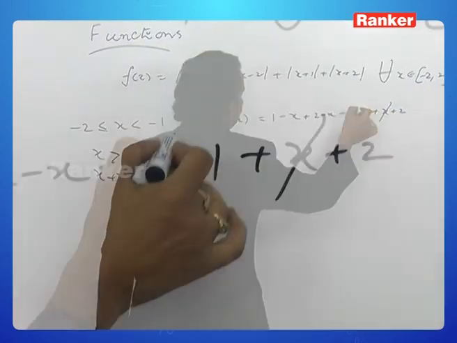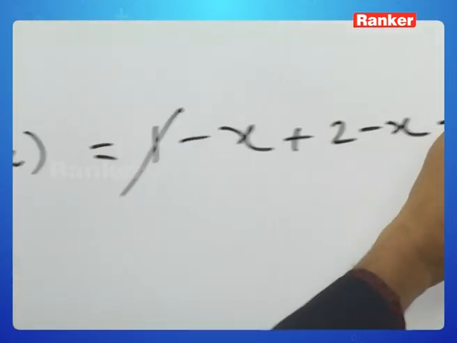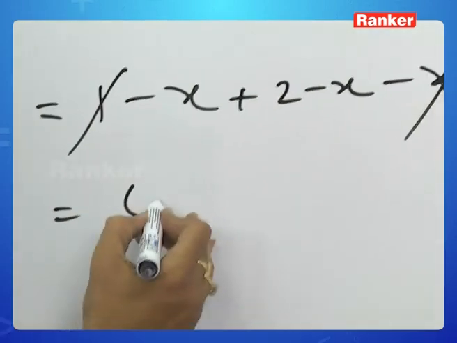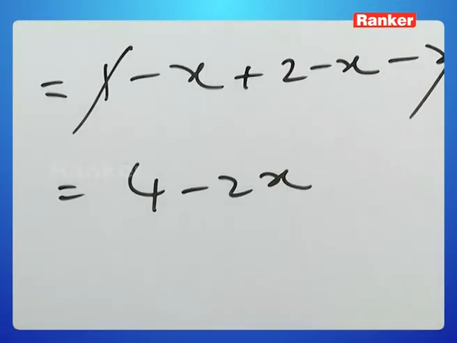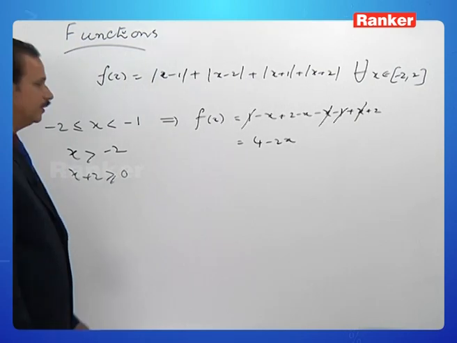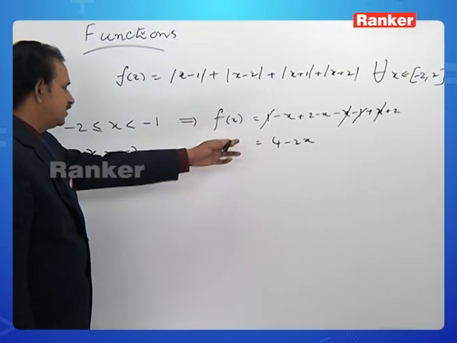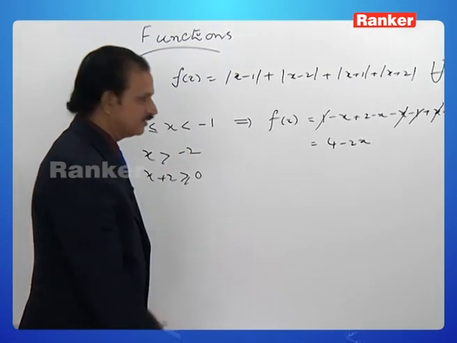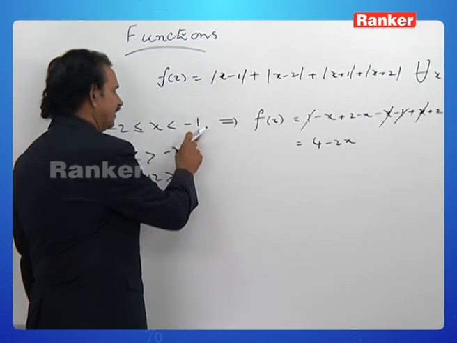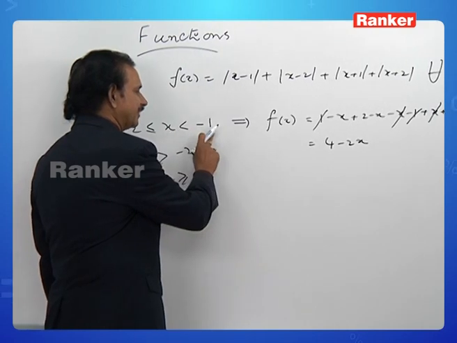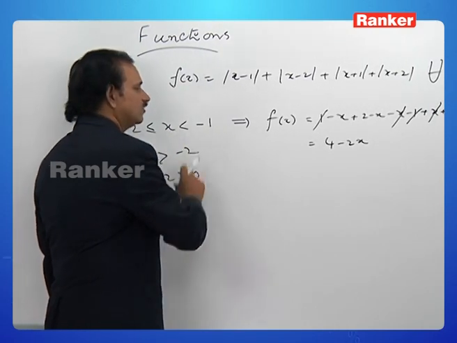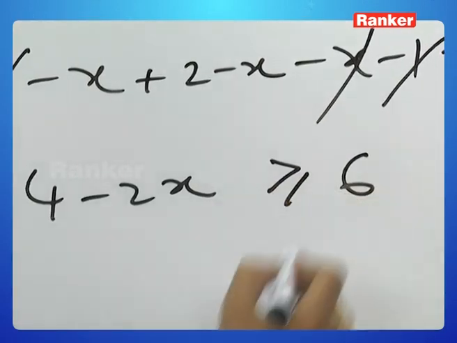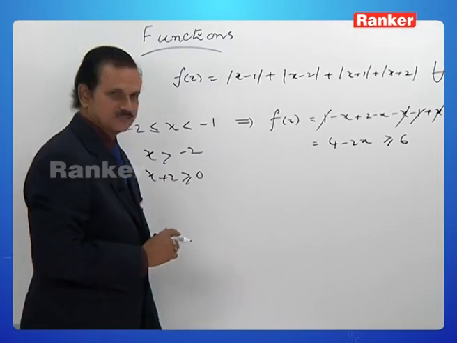Plus 6, minus 6. Plus 1, minus 1. 2 plus 2 is 4. So 4 minus 2x. This is f of x. In this case, x is greater than or equal to minus 2 and x is less than minus 1. So minus x is greater than 1, minus 2x is greater than 2, therefore this is greater than or equal to 6. This is the first case.